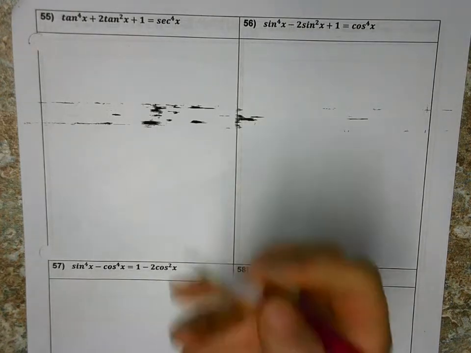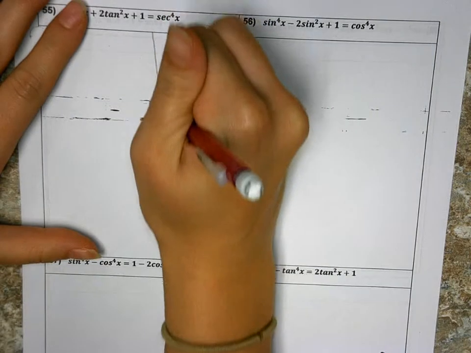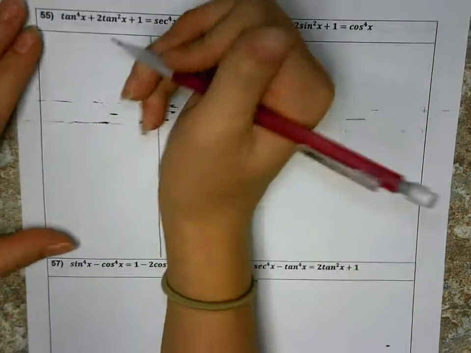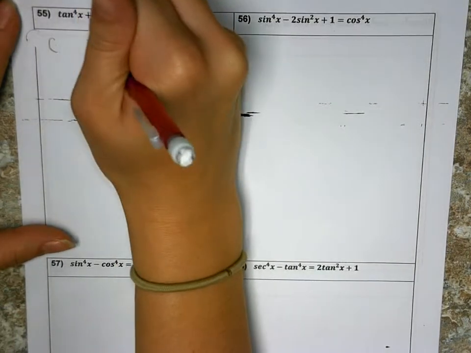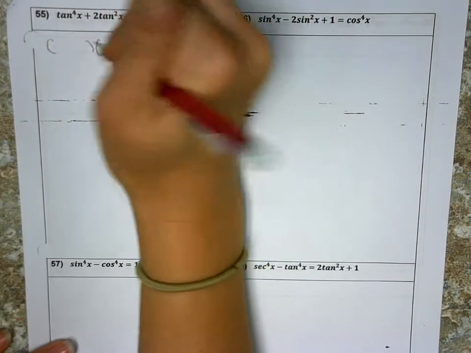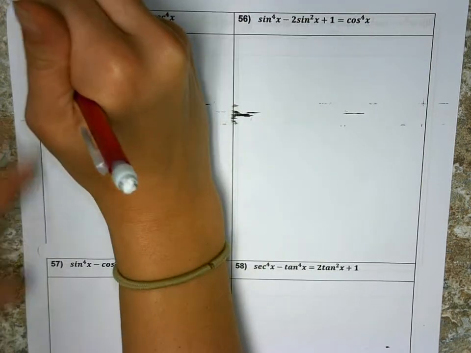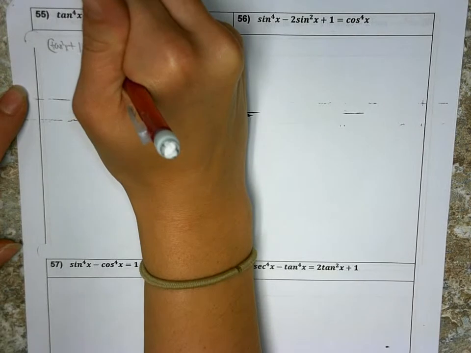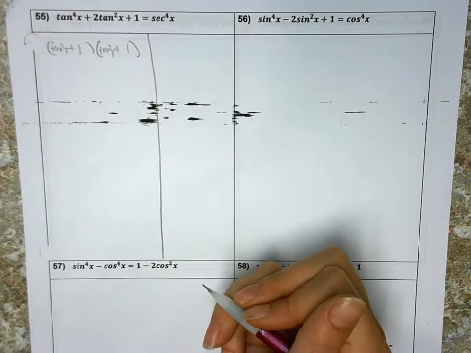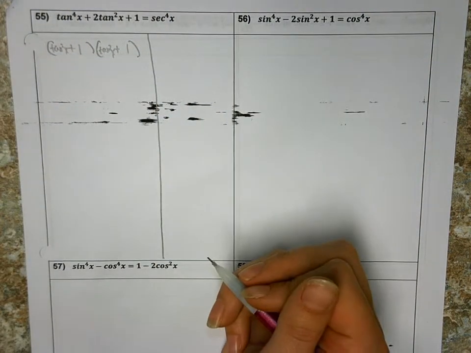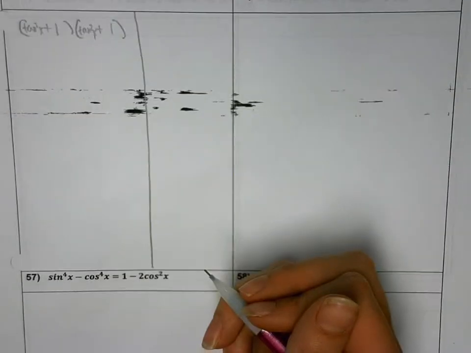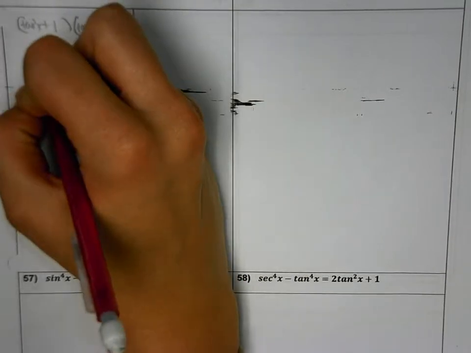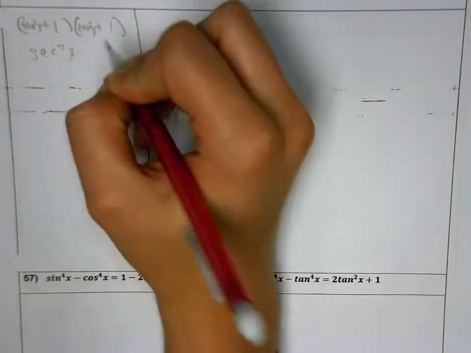Number 55. Go ahead. All right, when you're given a problem with three terms, first always ask, can it be factored? In this specific problem, it can be factored into tangent squared x plus 1, tangent squared x plus 1. And now, before we take it any farther, you got to ask yourself, are there any identities? And in fact, tangent squared x plus 1 is an identity, which turns into secant squared.